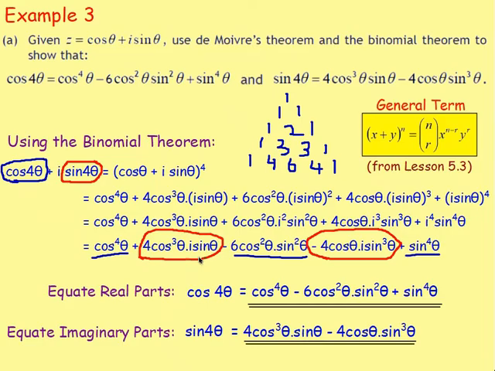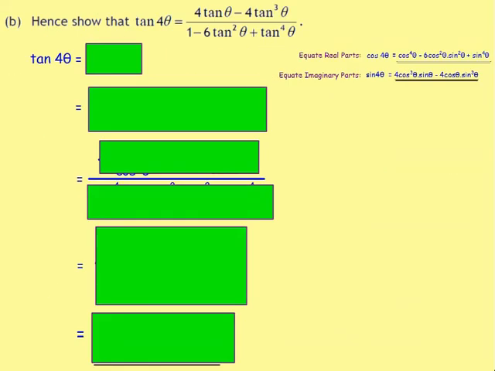So this part, just don't write down the I because it's just the coefficient of I that we are wanting. So what we're multiplying I by is the 4 cos cubed theta sine theta. And here what we're multiplying I by was the negative 4 cos theta and then sine cubed theta. So we're equating the real parts and the imaginary parts.